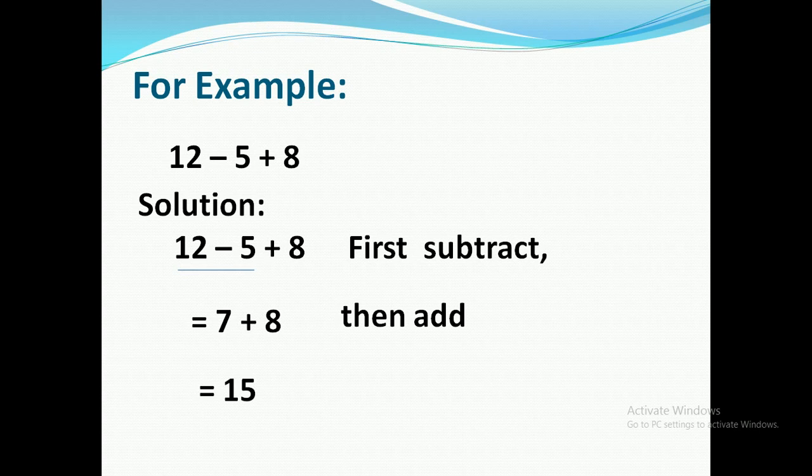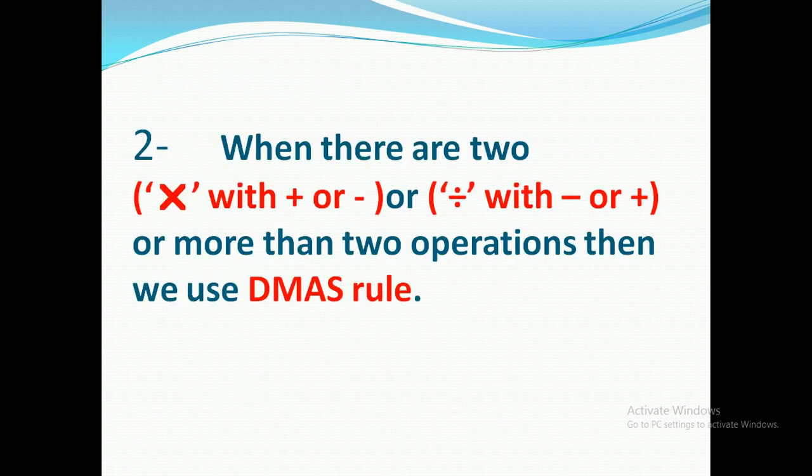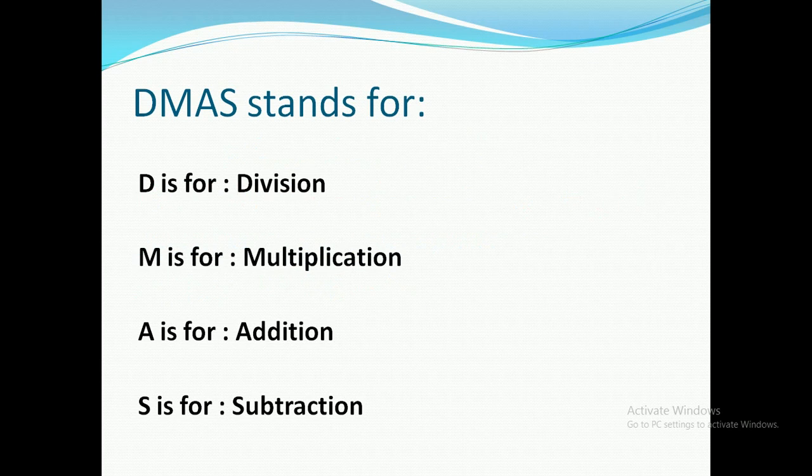Now it's the turn of the second rule. The second rule is when there are two operations or more than two operations, like if you have multiplication and with multiplication you have a plus or minus sign, or if you have a division sign with a minus or plus sign, then we will use the DMAS rule. First of all, I will tell you what DMAS is. DMAS stands for D is for division, M is for multiplication, A is for addition, and S is for subtraction. Now how do we use these operations? Have a look at the example.